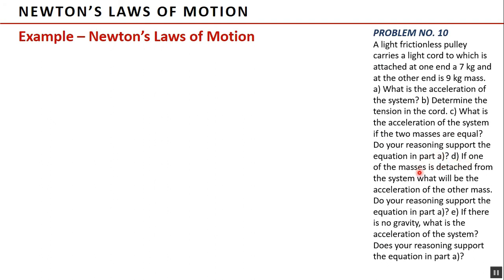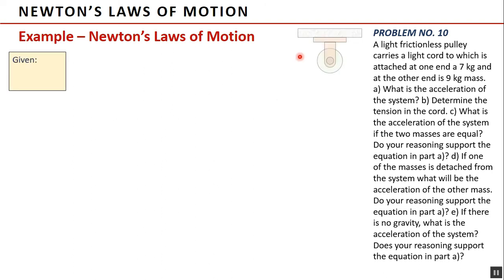Letter D. If one of the masses is detached from the system, what will be the acceleration of the other mass? Does your reasoning support the equation in part A? Letter E. If there is no gravity, what is the acceleration of the system? Does your reasoning support the equation in part A? So let us establish the given information and analyze the problem.